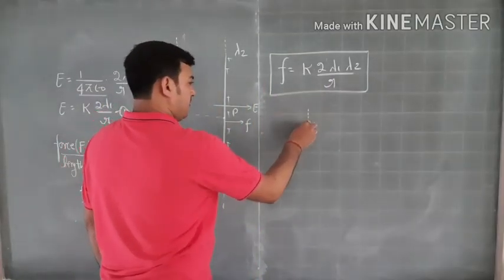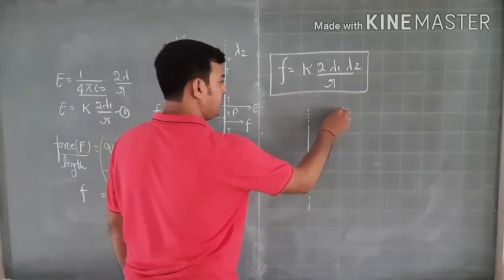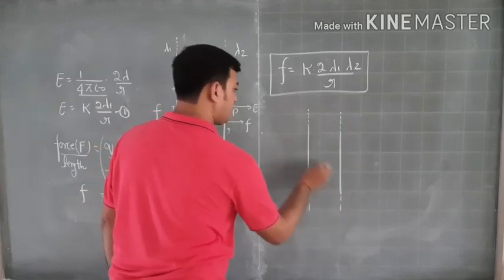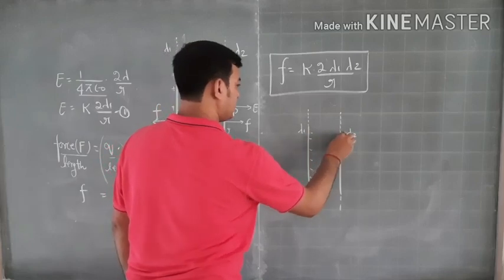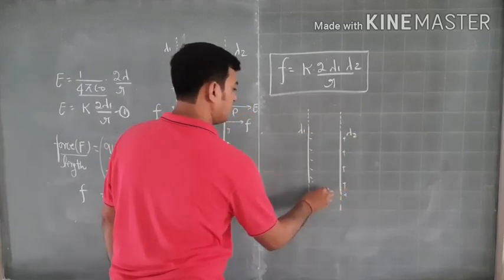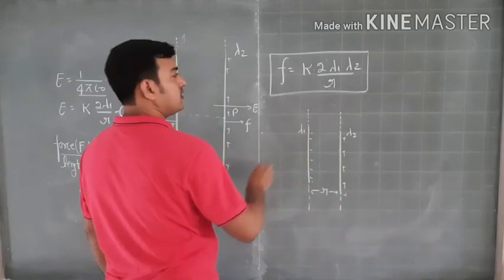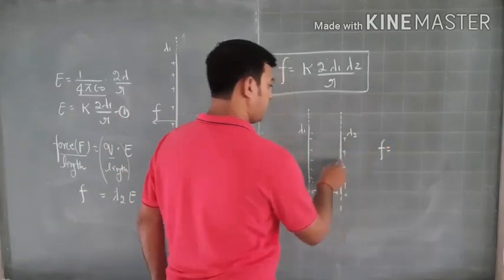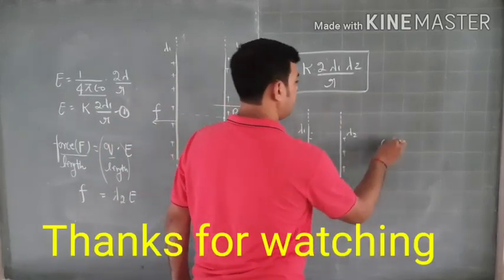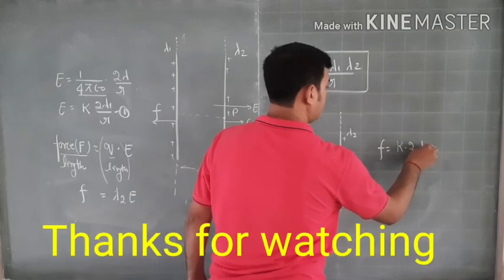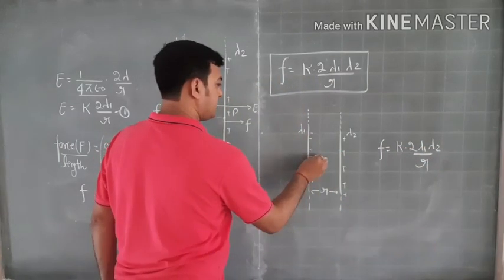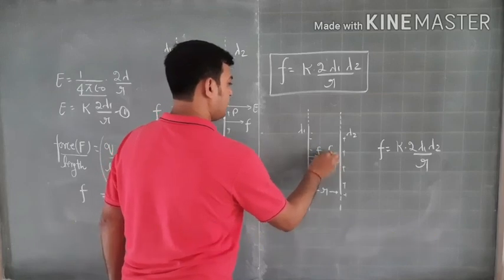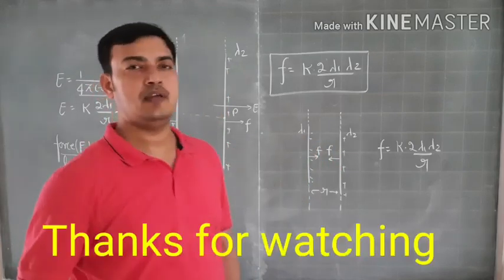Now if one wire is negatively charged, that is like this, and the other one is positively charged, with the separation the same, then the force per unit length on both the wires will remain the same. But as you know that unlike charges attract each other, so the direction of the force will be like this.